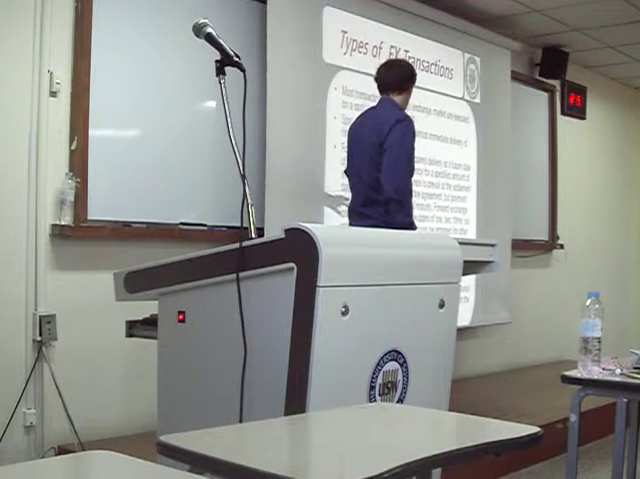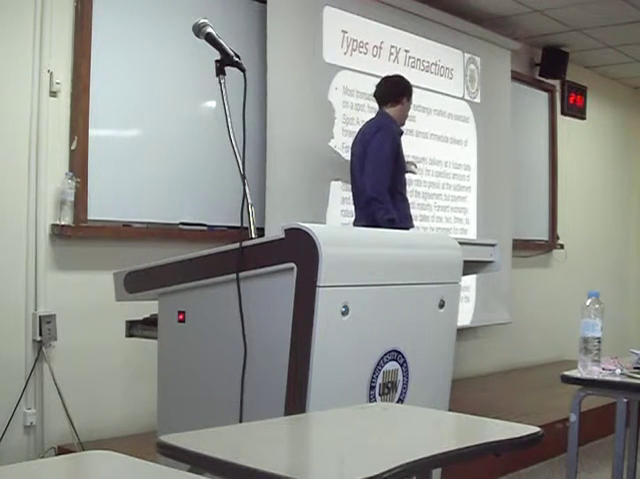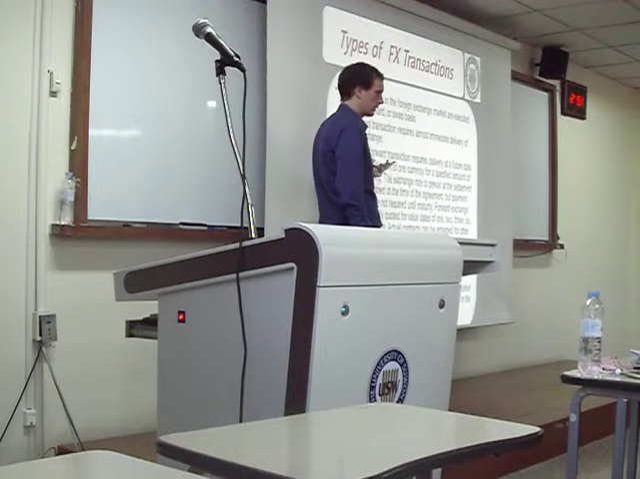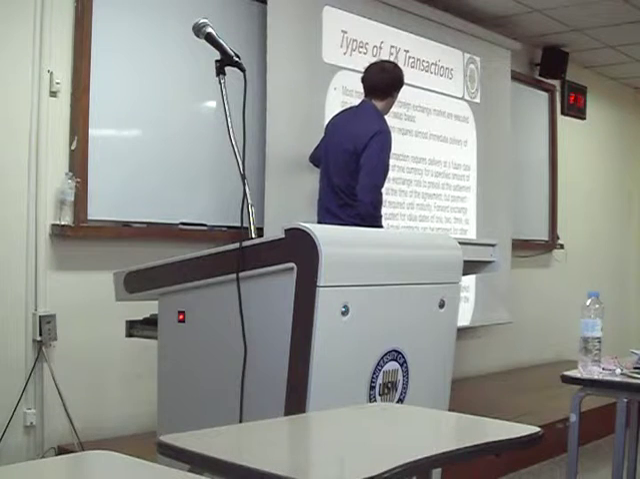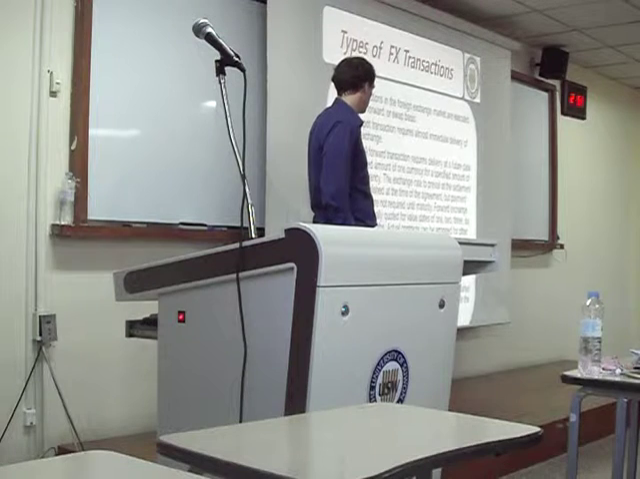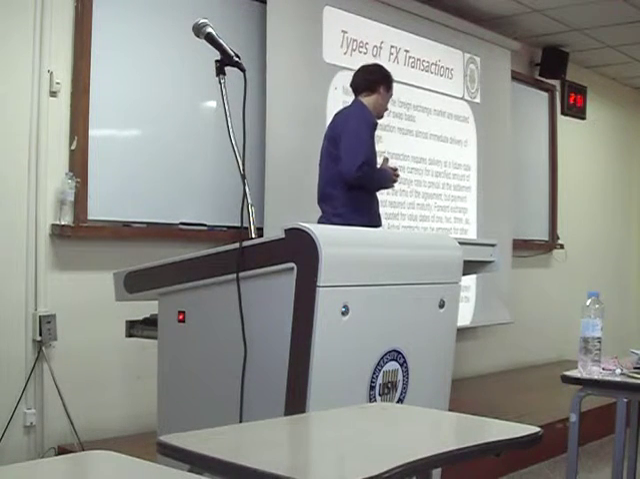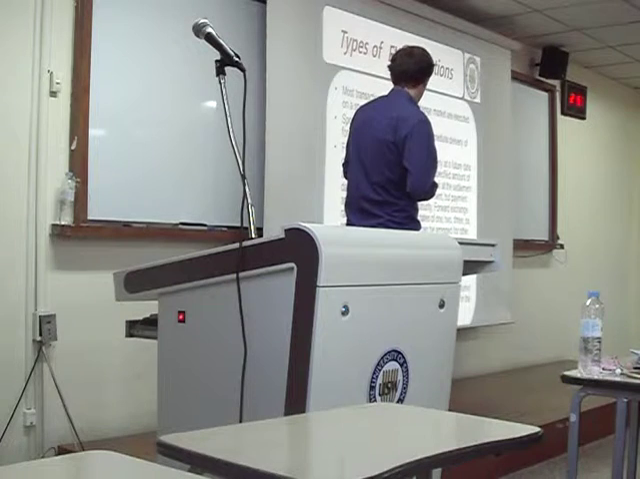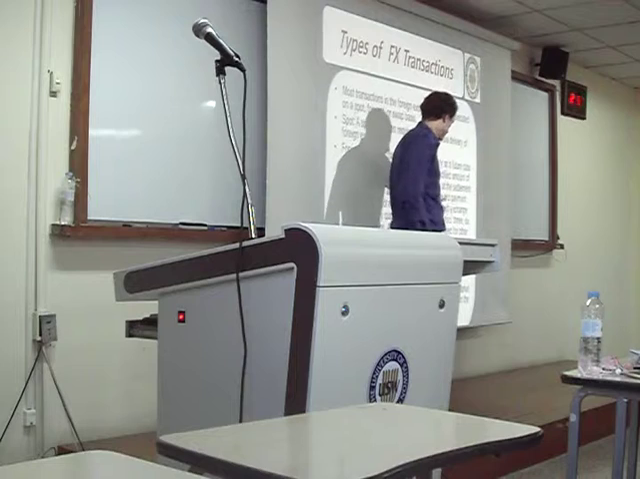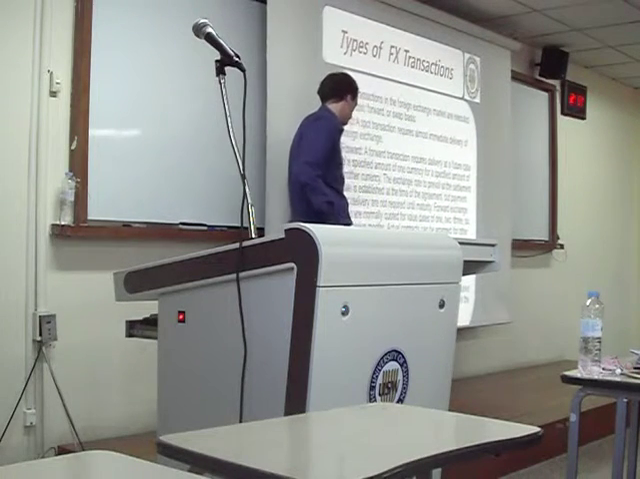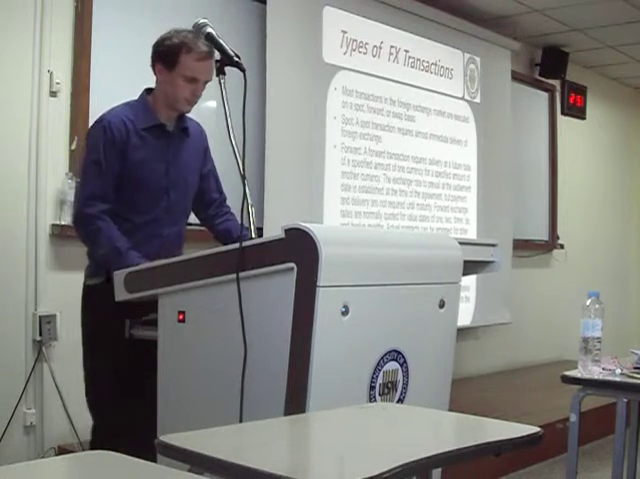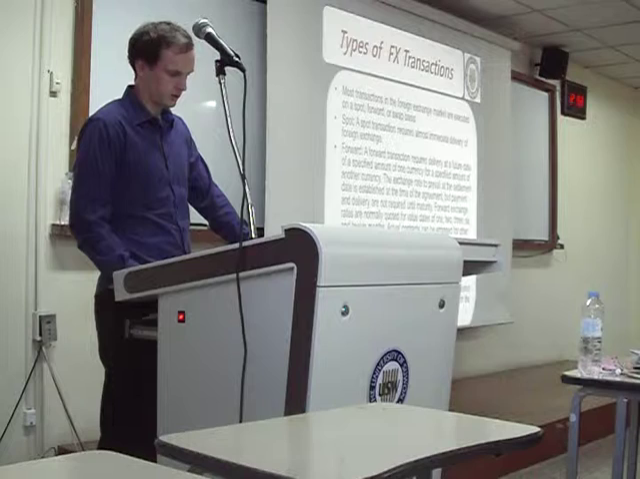In forward, the transaction requires delivery at a future date, not now. So it could be 5 days later, 2 months later, a year later. Okay? How do we decide the exchange rate? The exchange rate is decided by looking at the difference in interest rates between the two countries. Normally they're quoted for 1, 2, 3, 6, 12 months. You can call the bank and make a specific contract, but usually these are the ones that are used.